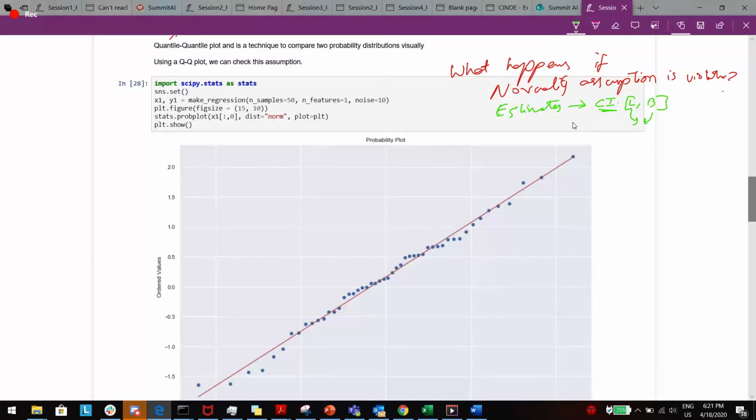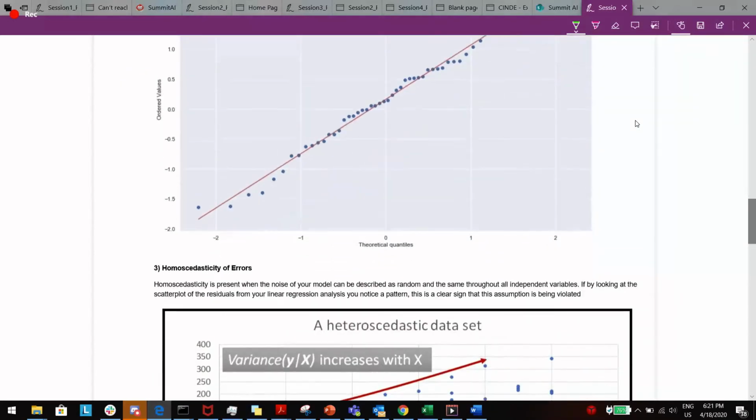Okay. Any questions on this particular assumption? Okay, I am taking it as a no, and let's move on to the next one.